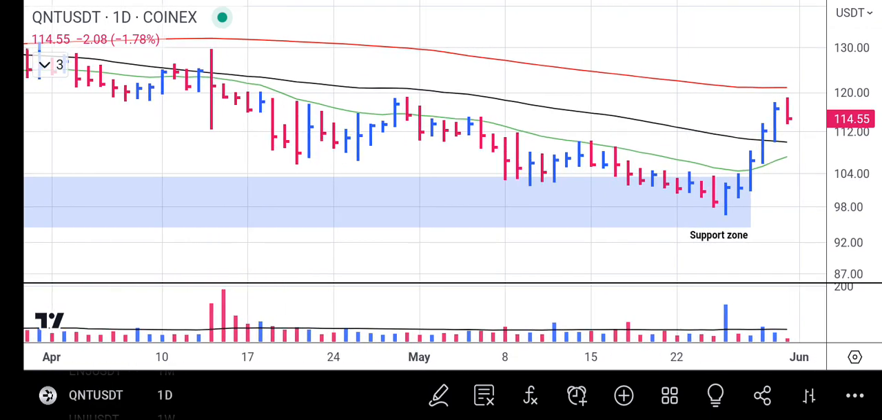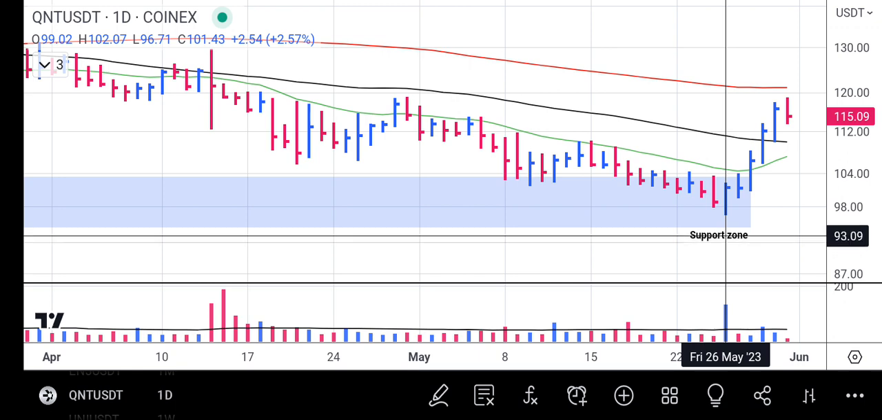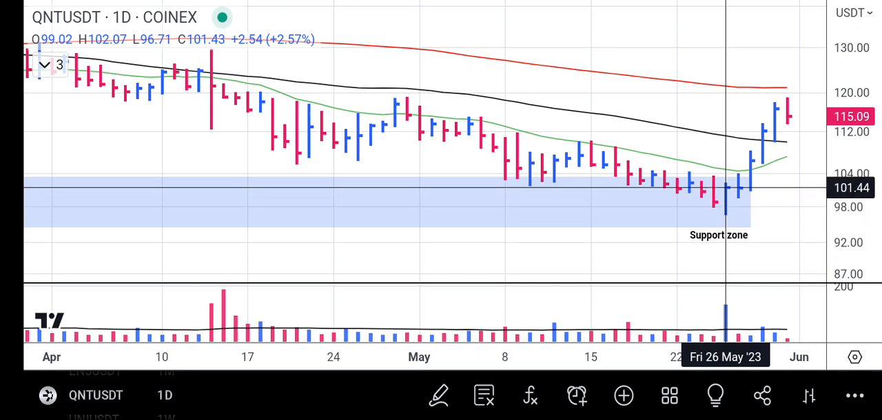I'll be starting from the point that QNT hit the support zone and marked a reversal bar from the buyers. When you look at this chart, you will see that the bar that marked the bottom of the correction has a very explosive volume. The volume is the highest so far in over 20 to 30 sessions, if not more. And it closed around the peak of its range.